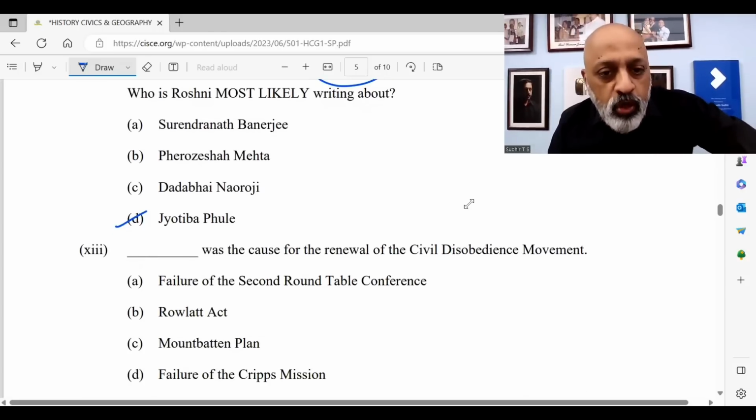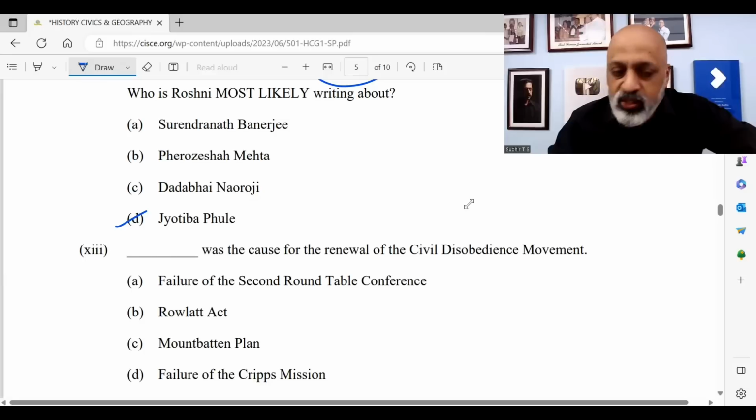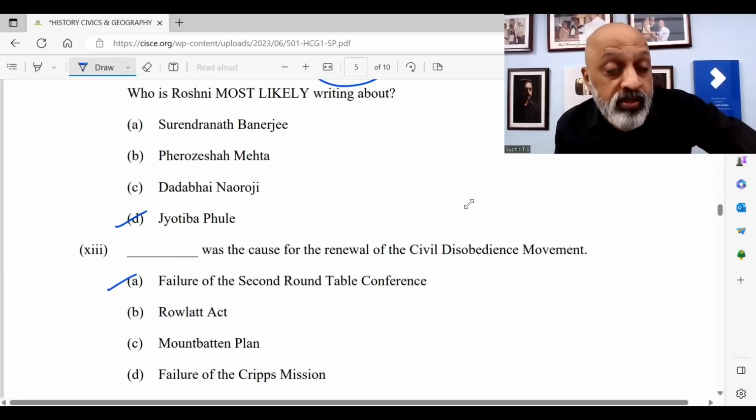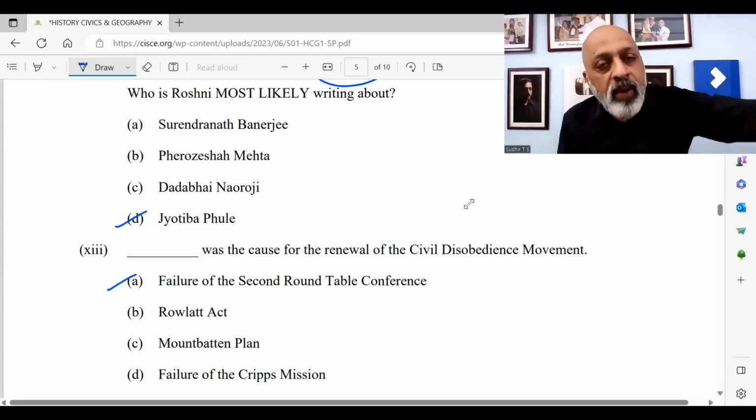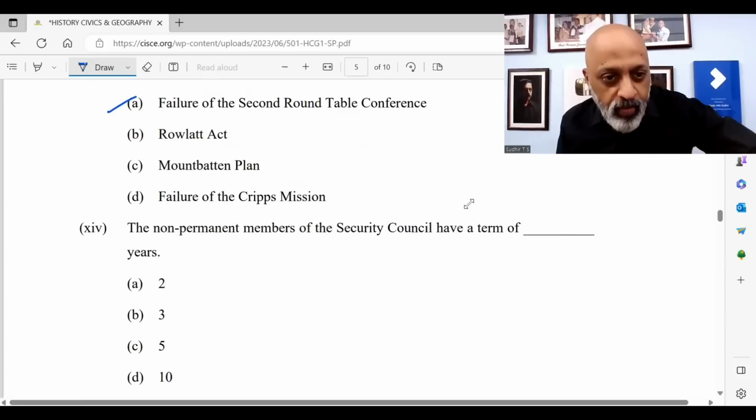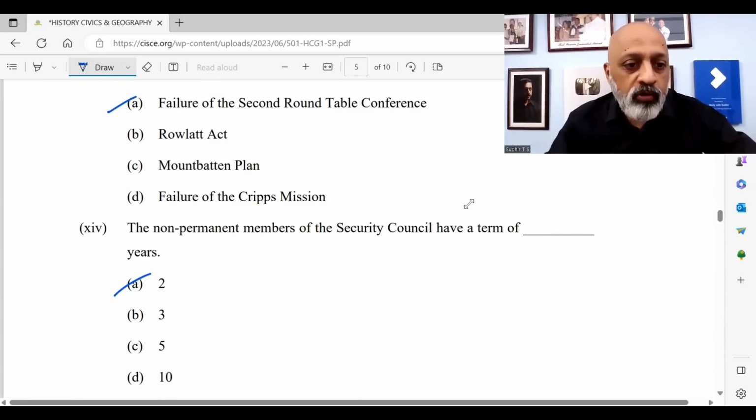13th question. What was the cause for the renewal of the civil disobedience movement? Failure of the second round table conference. Till last year, ये question होता तो बोलते हैं कि out of syllabus है. Syllabus change नहीं हुआ है, लेकिन इस बार इस तरह का question पूछा गया है. Last time Irwin Pact के बाद पैक अप हो जाता था, इसके बाद और कुछ सिलेबस में नहीं है बोलते थे. The non-permanent members of the Security Council have a term of 2 years.